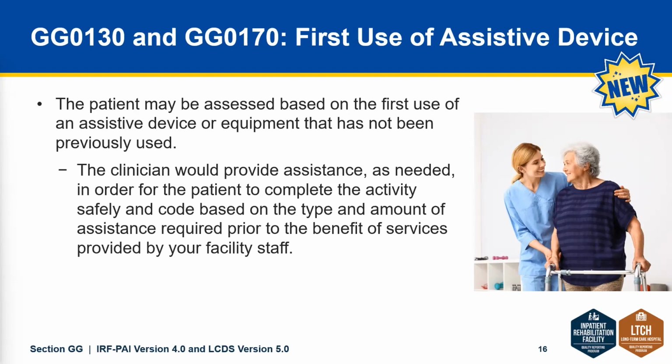The guidance states a patient can be assessed and an activity coded with a performance code based on the first use of an assisted device or equipment that has not been previously used. So continuing with our example from the previous slides, where a patient was provided a walker to ambulate safely in order to walk 10 feet, even if this patient had never used the walker before, a clinician can still code GG0170I, walk 10 feet, based on the type and amount of assistance the patient required to complete the activity with the walker.